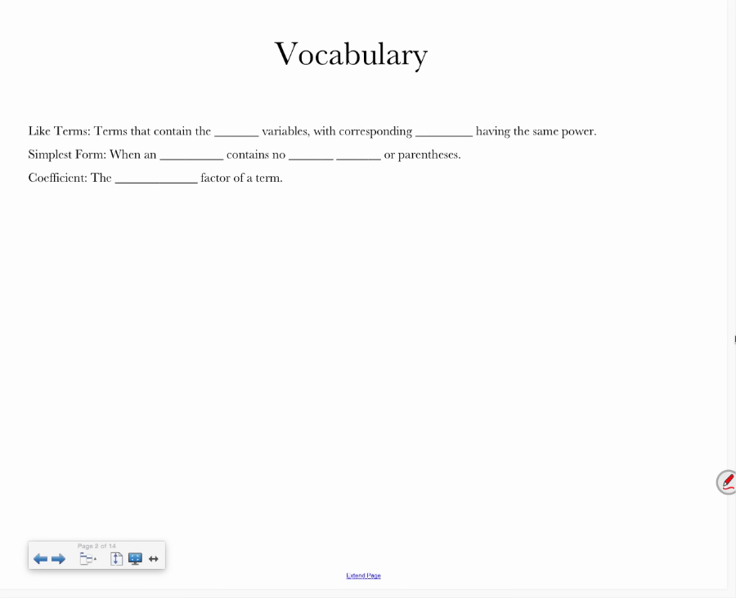But starting with the first one, we have like terms. Like terms are terms that contain the same variables, with corresponding variables having the same power. So a like term would be 3x and 2x. They both have the same variable, they both have an x, and with the corresponding variables having the same power. See how neither of them have a number written up here? Okay? That means they are corresponding and they have the same power.